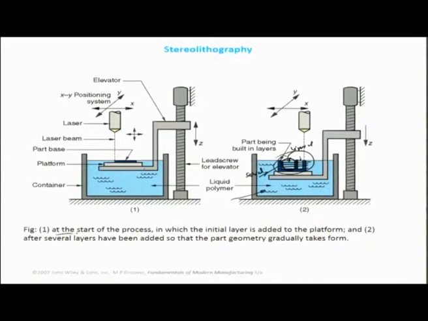At the start of the process, the initial layer is added to the platform, and this is how the continuous laser light would operate. After several layers have been added, the part geometry graduates into a certain form and shape, which is represented in this figure. Every time a solid part is formed and the platform goes down, it is covered with fresh resist, and the fresh resist can again be cured either in selected regions or in totality, so that you can have a complex shape being realized.